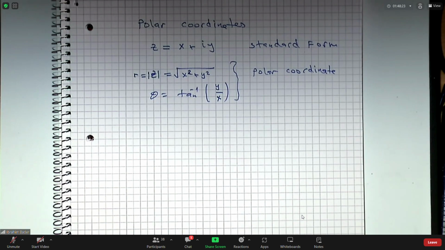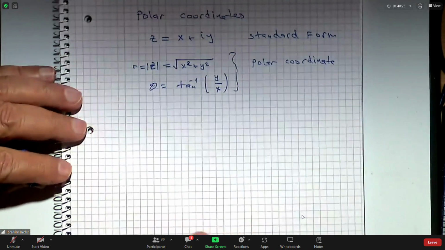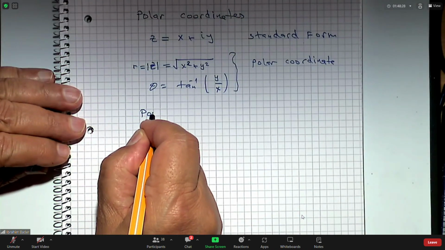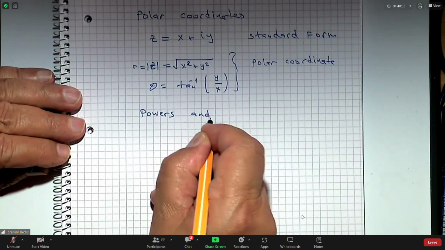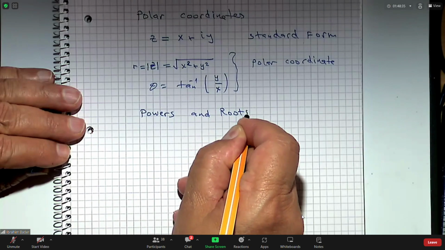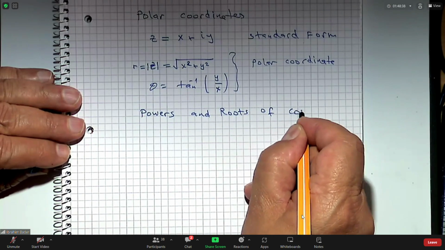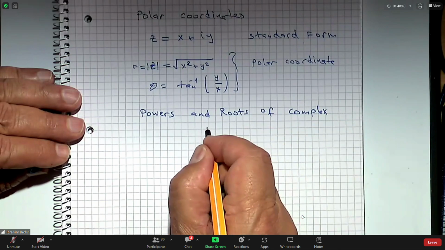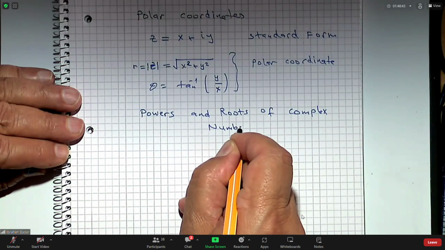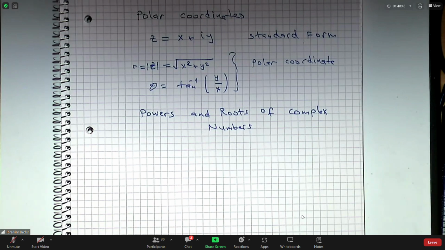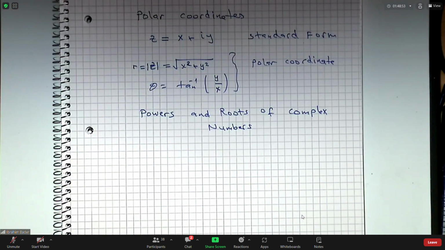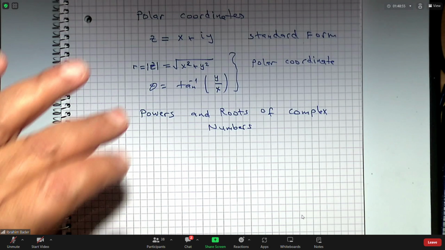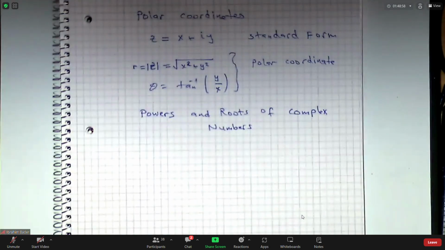Okay. Now this section is a little bit sensitive, so we will try to solve examples. Powers and roots of complex numbers. Now this section requires the fact that you are capable to transfer a number from standard or Cartesian format into polar and vice versa.